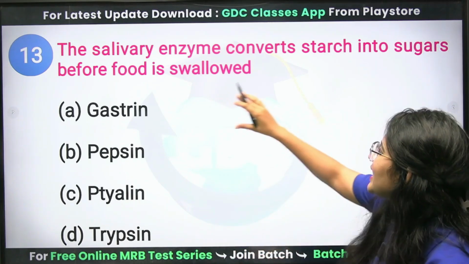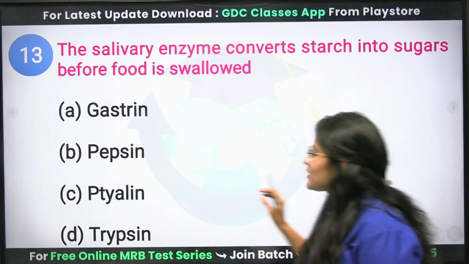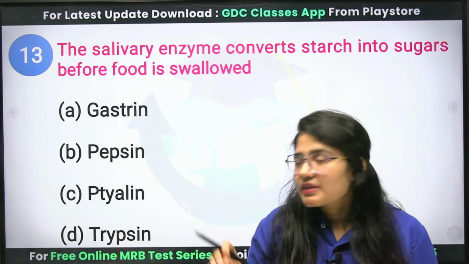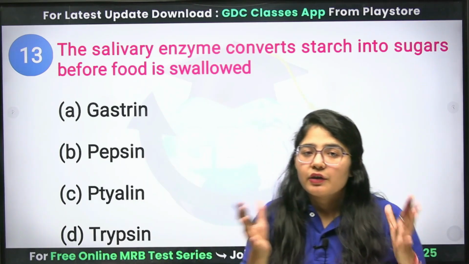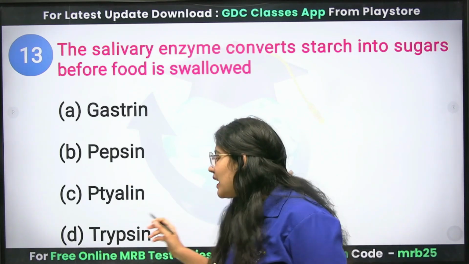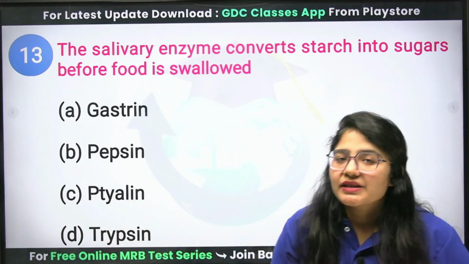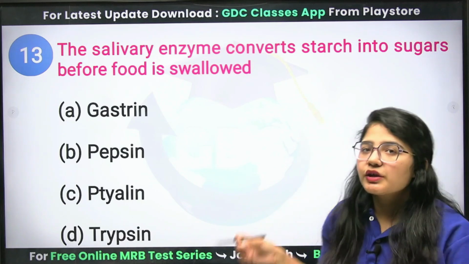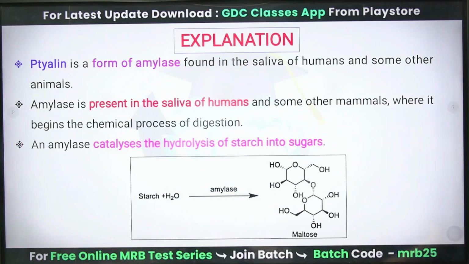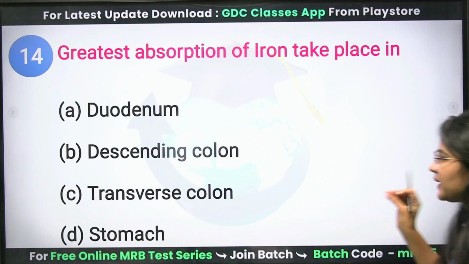The salivary enzyme converts starch into sugars before food is swallowed. So it is known as ptyalin. Ptyalin is responsible for the digestion of your starch. Gastrin is present in your stomach. Pepsin is responsible for digestion of your proteins. And the last we have ptyalin, which is responsible for the digestion of starch molecules into sugar. Clear? Okay. Next question. Greatest absorption of iron takes place in.